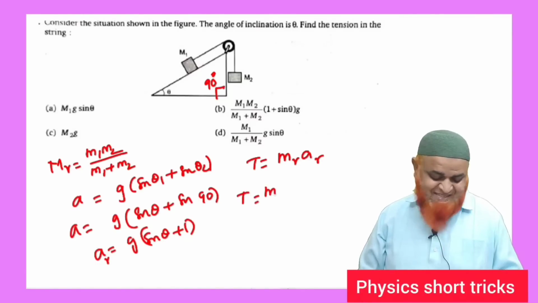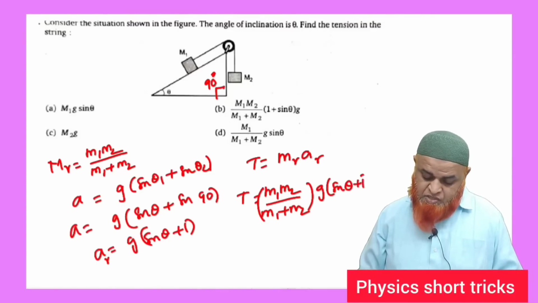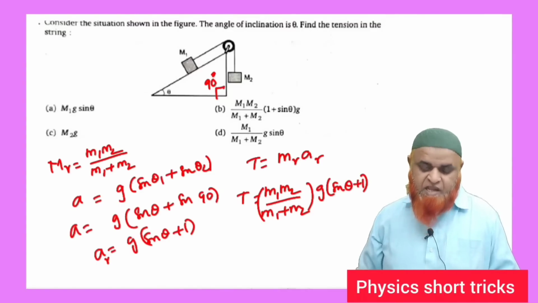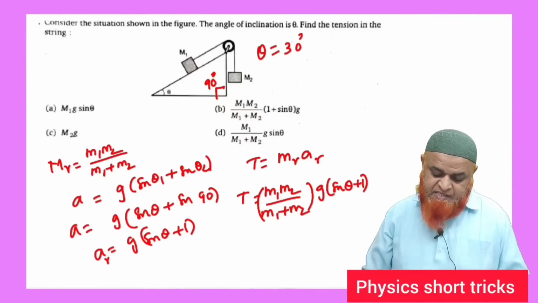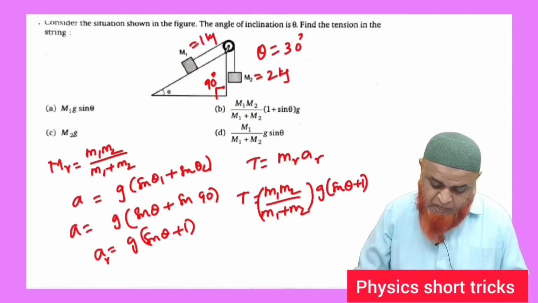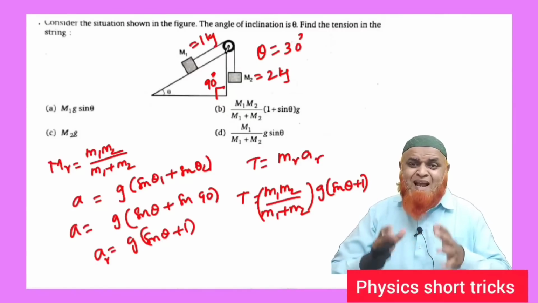It will be very amazing here. It's really interesting. Okay, so m1 m2 by m1 plus m2 into acceleration is nothing but g into sine theta plus 1 here. Okay, so in this problem, if theta is given as 30 degrees and masses are given, for example m2 is given as 2 kg and m1 is given as 1 kg, directly you can substitute and get the answer.